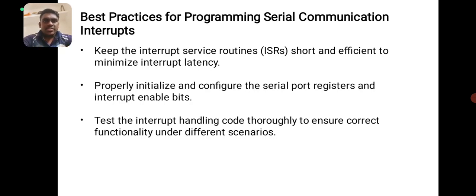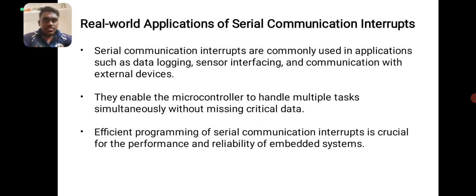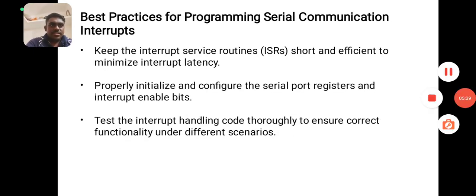And properly initialize and configure the serial port registers and interrupt enable bits. We have to initialize the configuration of the serial port. First, we have to initialize and check the port registers and interrupt enable bits. Test the interrupt handling to ensure it functions correctly under different scenarios. We have to test the handling code thoroughly to ensure correct transmission. Okay, best practices.